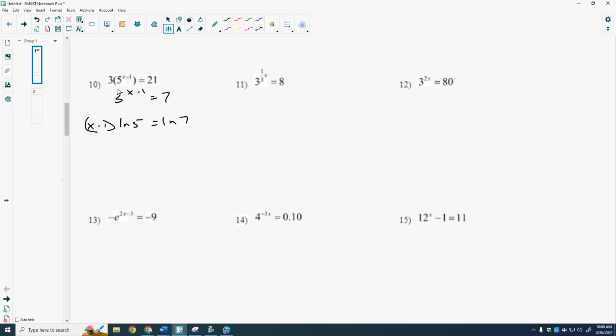There's a variable in the exponent. Take the log of both sides so you can get the variable out of the exponent. That comes in front. Divide by ln 5. Add 1. And you got it.